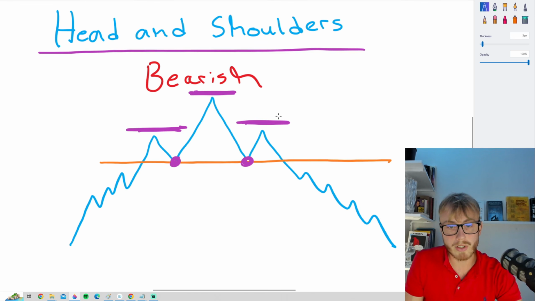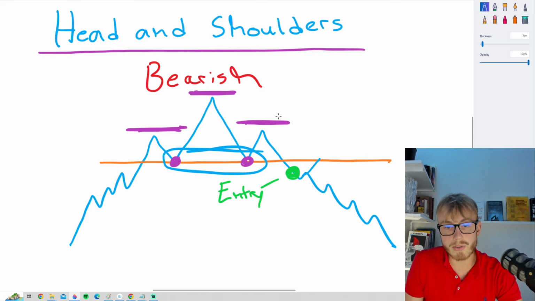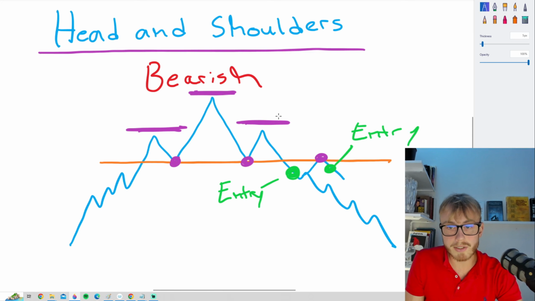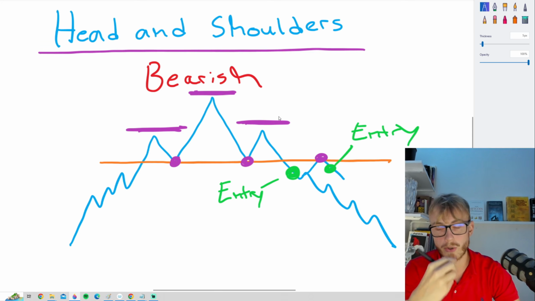And for the entry point, there are two options here. One way is to enter on the breakout, so you have your entry right here. Another entry point is to wait for the price to retest this previous support as resistance before we enter. So we wait for another touch right here, and we enter perhaps right here when we see some bearish price action coming in at this level. So these are two different entry points for this pattern.